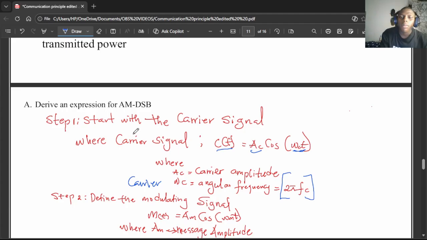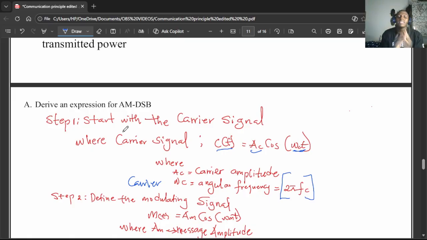Now, this is your step 1. Your step 1 says: start with the carrier signal. We've already known the equation for your carrier signal. Now, your step 2 simply says: define the modulating signal. After getting your carrier signal, introduce your modulating signal.